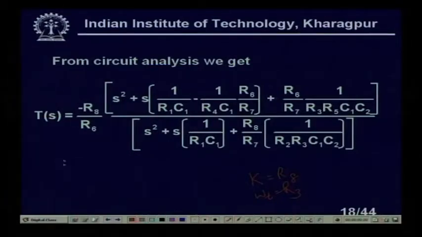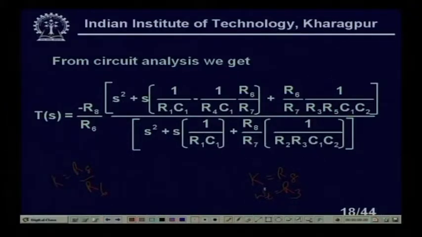This is because K is equal to R8 by R6, is it not. So, I am tuning R8 to get the proper value of K, but you look at that R8 is also present in the expression of omega p. So, omega p will change, right; it does not matter, let it change. Okay. I will bring it back to its desired value by using some other elements.